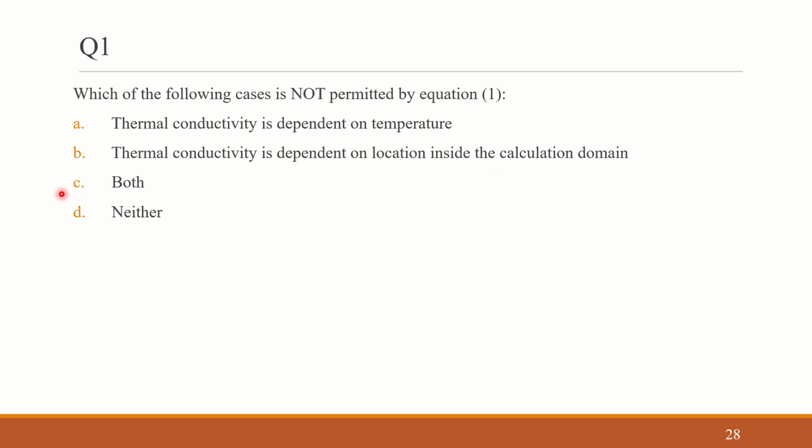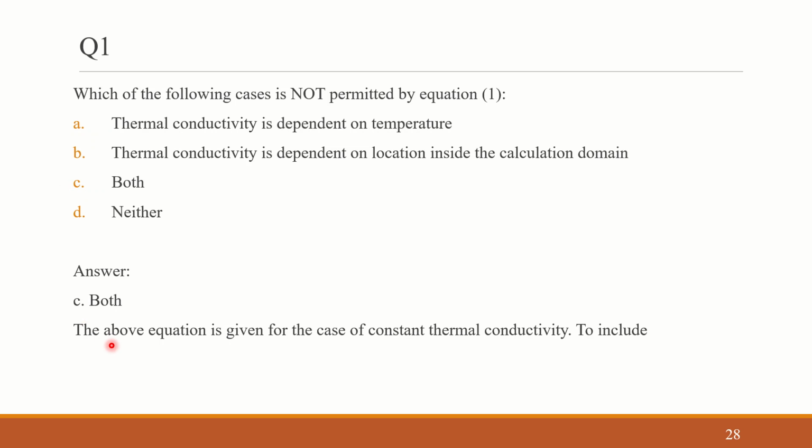So the answer is option C. Option C is the right answer. Both of the statements are not permitted. Read the question carefully, again and again I am saying. So now we'll go to question 2.